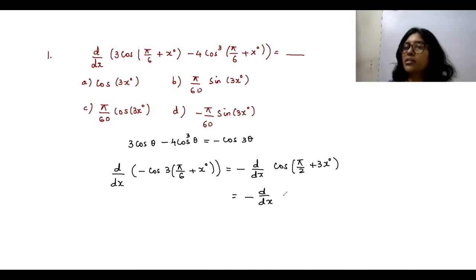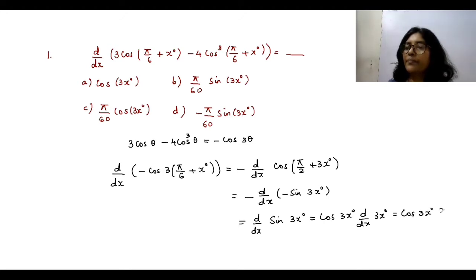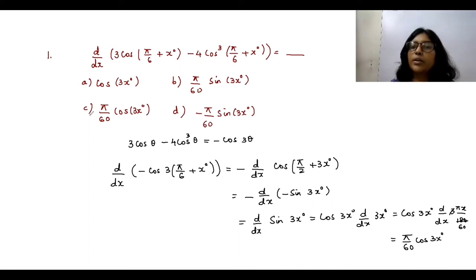Pi by 2 plus 3x means second quadrant, negative. And so this becomes d by dx of sine 3x degree. Now we can differentiate it. It is cos 3x degree into d by dx of 3x degree. So it is not x, it is x degree. Converting it to radian measure and differentiating, the derivative is pi by 60 cos 3x degree.